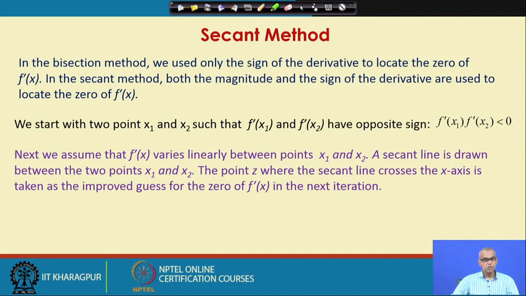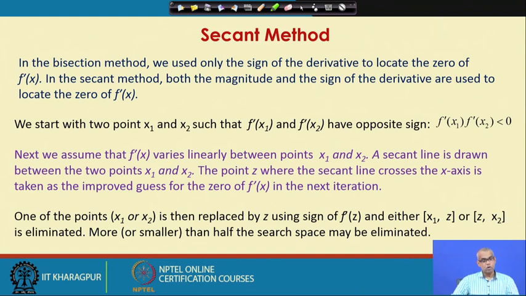So, a second line is drawn between points x 1 and x 2. That line is an approximation to f prime x between x 1 and x 2. The point z where the second line crosses the x axis is taken as the improved guess for the 0 of f prime x in the next iteration.